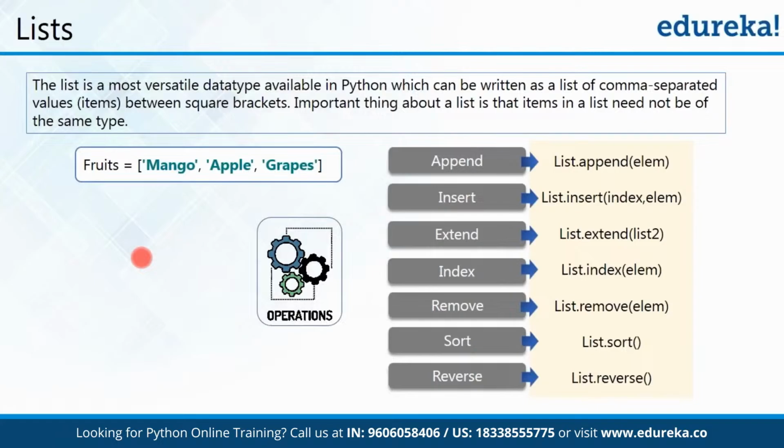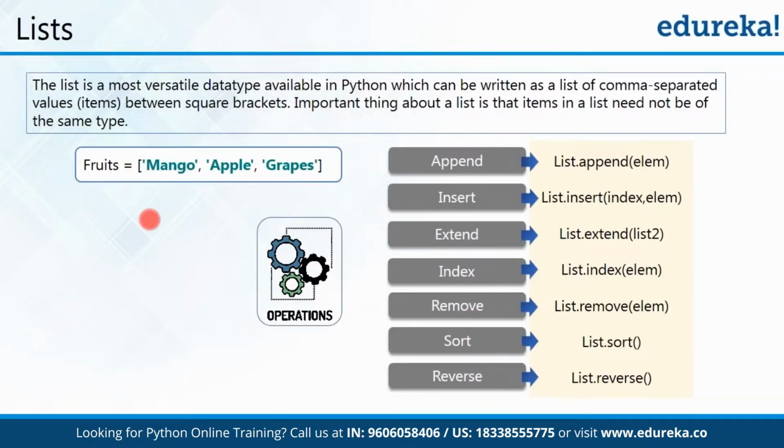So what exactly are lists? Lists are sequences in which items are separated by comma, and they are enclosed within square brackets. As you can see from the example itself, we have a list of fruits in which we have elements mango, apple, grapes, which are separated by comma and they are enclosed within square brackets.